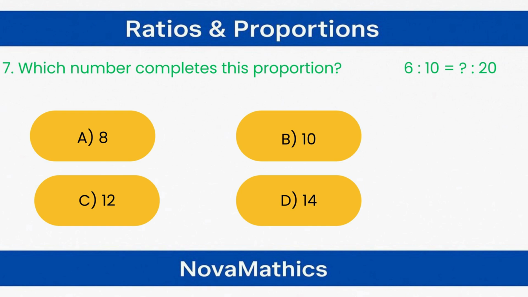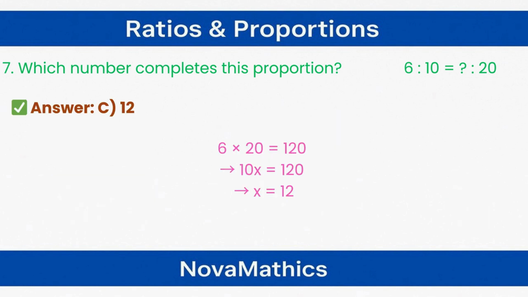7. Which number completes this proportion? 6 to 10 equals what to 20? Correct answer is 12. 6 times 20 is 120. Divide by 10. X is 12.